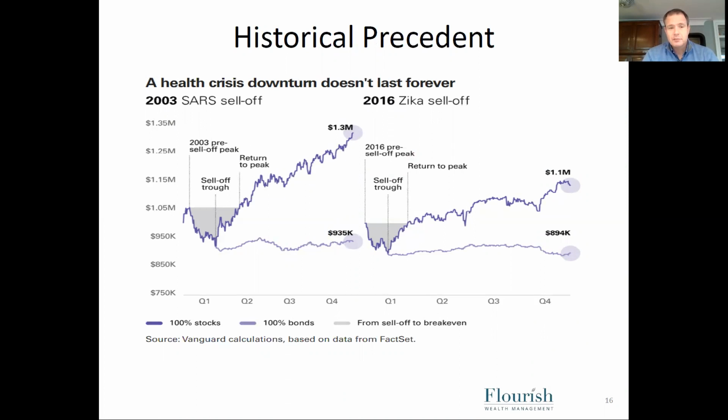However, for those who stayed invested, in this case, that initial $1 million investment for SARS ended up at 1.3 million by the end of the year, or 1.1 million for Zika, versus those who sold out and went to bonds ended up missing out on that market recovery going forward.